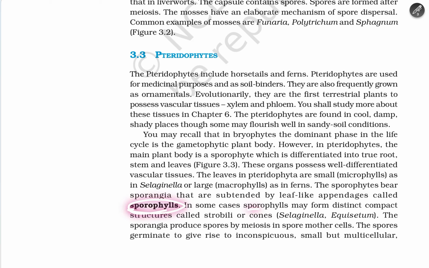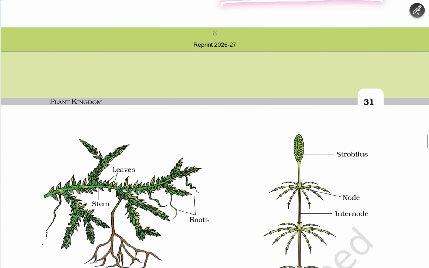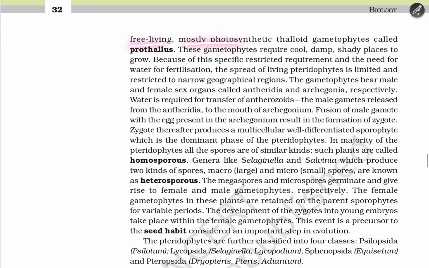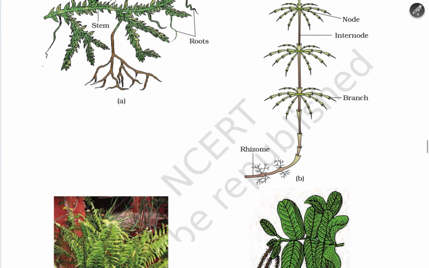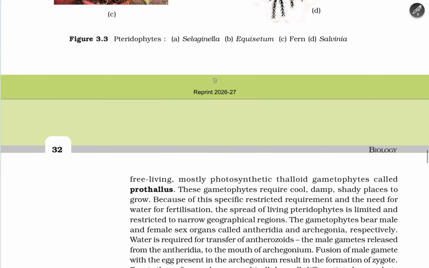In some cases, sporophylls may form distinct compact structures called strobili or cones, as in Selaginella and Equisetum. The sporangia produce spores by meiosis in the spore mother cells. The spore germinates to give rise to an inconspicuous, small but multicellular, free-living, mostly photosynthetic thalloid gametophyte called the prothallus. In the diagram, we have the diagrams of pteridophytes: Selaginella, Equisetum, ferns and Salvinia.